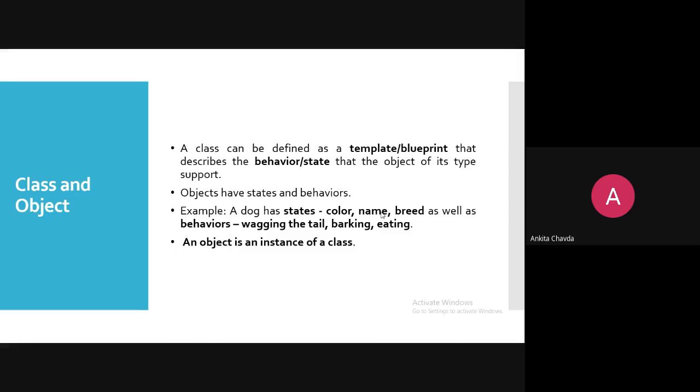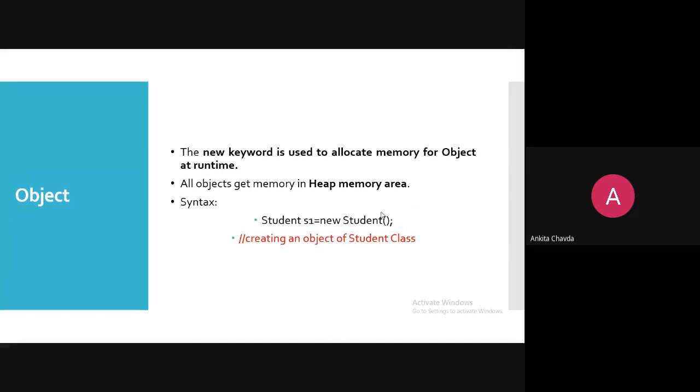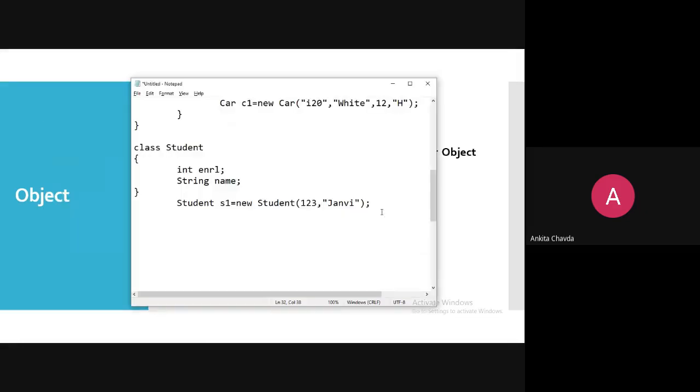Okay, fine. Then here, the new keyword is used to allocate memory for the object at runtime. Every time you create an object, memory is allocated dynamically. Now, what would be the memory for any object? How many bytes would be occupied? That depends on how many instance variables you have.